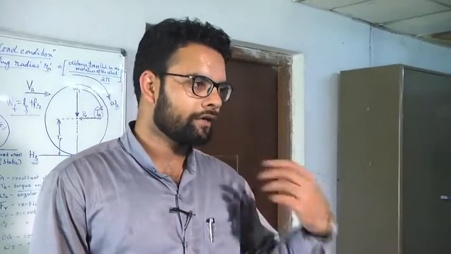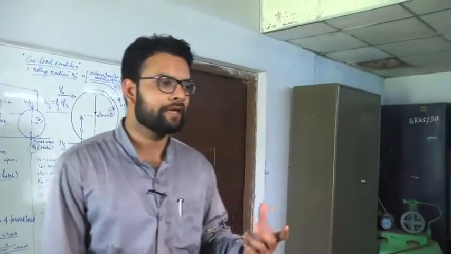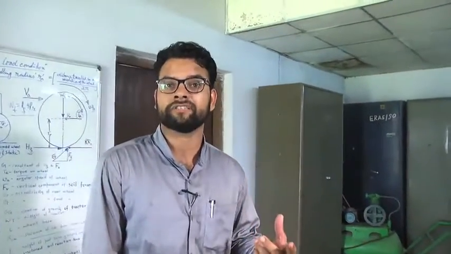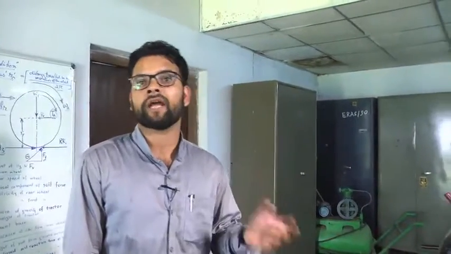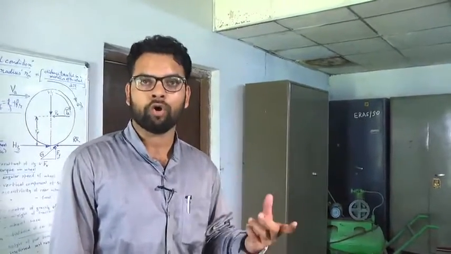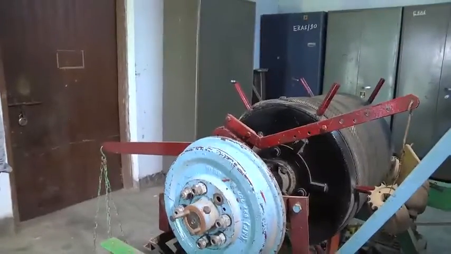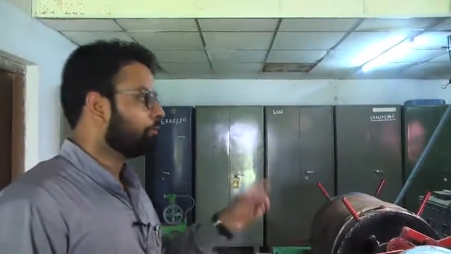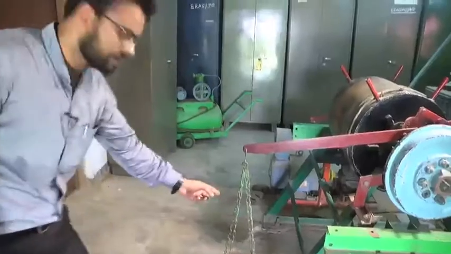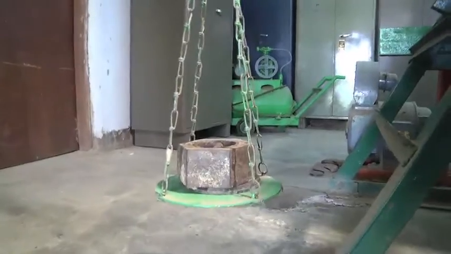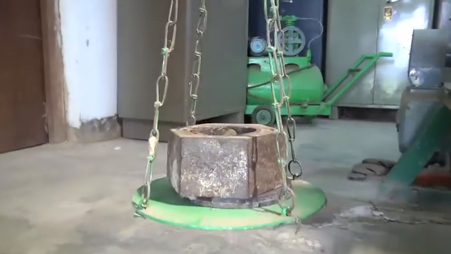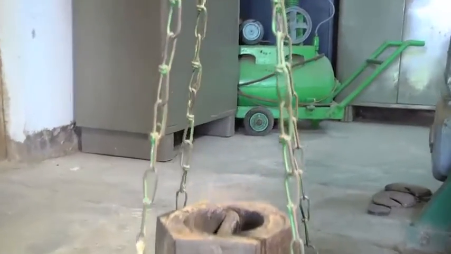Now for measuring the tractive efficiency and the slip, that is, at which slip maximum tractive efficiency is achieved, we apply a known load or known pull on the tractor tires. For that we use the brake drum type dynamometer. This dynamometer is used to apply the known pull on the tire. This is the device. With the help of this we apply the known load and we measure the tractive efficiency and the slip at the corresponding load.